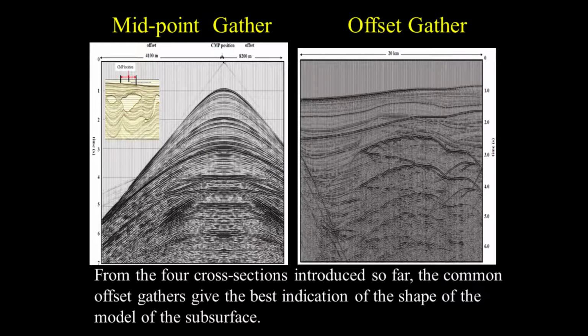These figures show common midpoint and offset gathers from the Pluto 1.5 dimension dataset discussed earlier. Notice that from the 4 cross-sections introduced so far, the common offset gathers give the best indication of the shape of the model of the subsurface.